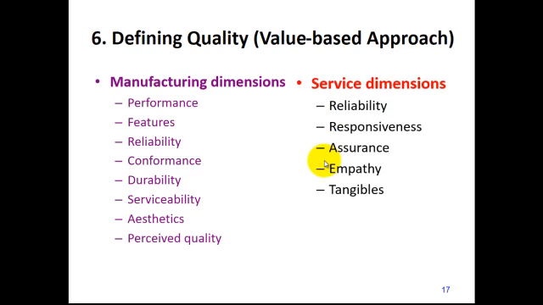On the other hand, service dimensions are different. So here you see that they are working on reliability, responsiveness, assurance, empathy, and tangibles. Empathy is, in Urdu we say hamdardi, that is also goodwill. Tangibles are the things which are countable. They are working on like money, you may say, number of items, number of products, right? So there are different dimensions for manufacturers and service industry to define quality.